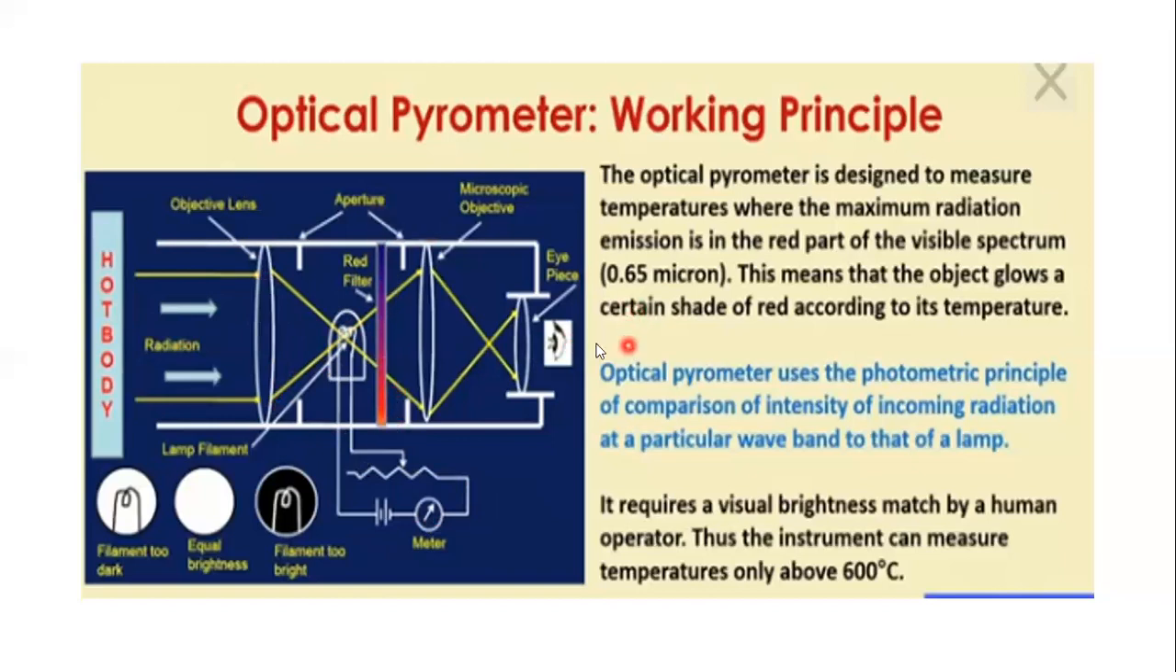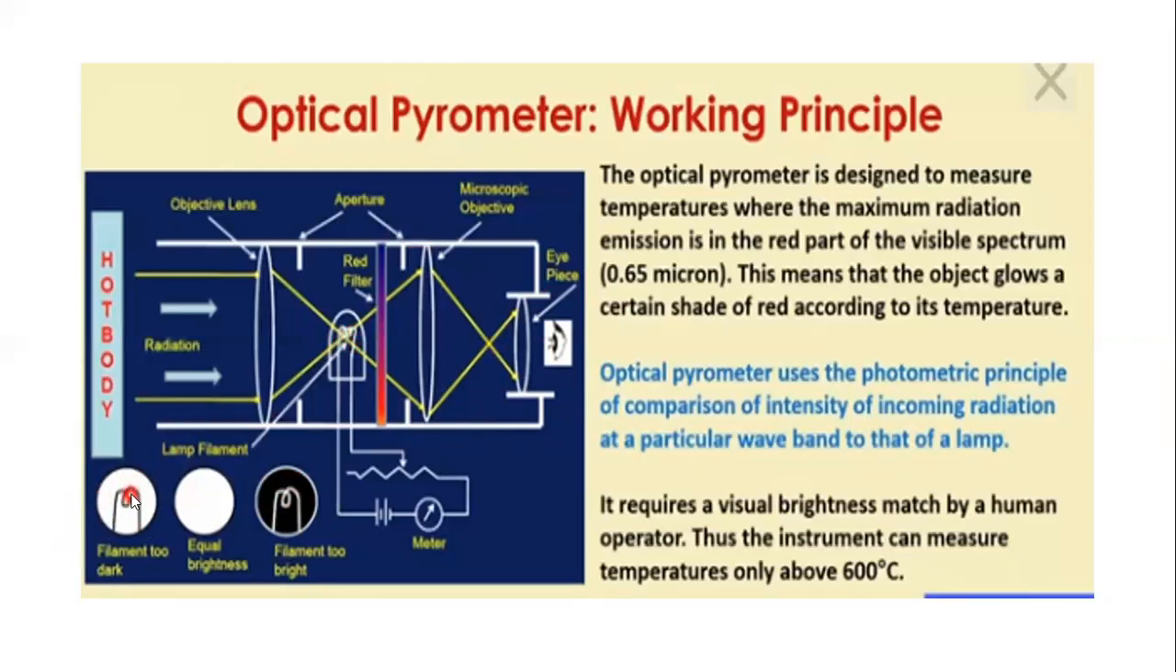So an observer can see the filament image like this. Through the red filter we can see the image of the filament. We are placing a red filter here, another microscopic objective is here, and an eyepiece is placed here. By adjusting the eyepiece we can see an image of the filament on the circle, like this.